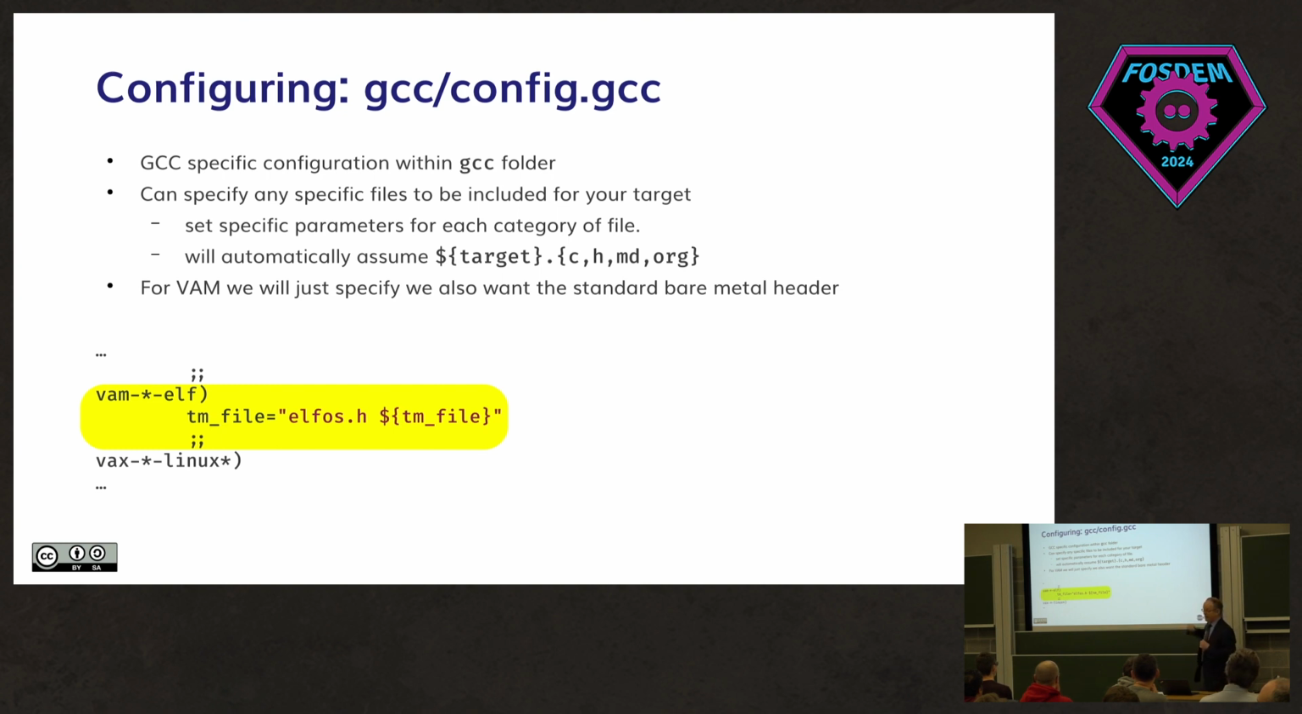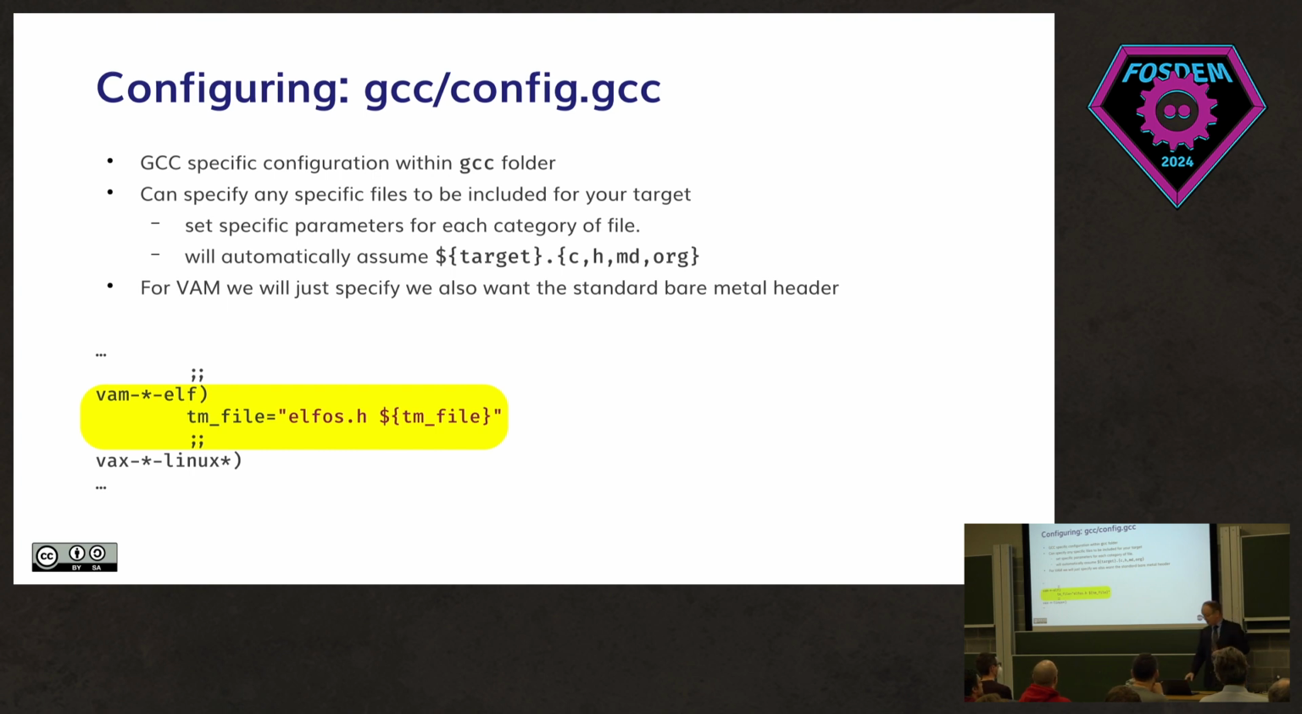There's a whole load of variables you can set to tell your target what goes in there. The thing is, you don't really need to put anything, because if my target's VAM, it'll know there must be a vam.c, a vam.h, a vam.cc, a vam.h, and a vam.md, and maybe a vam.opt. I'm going to say I want one other, because this is bare metal. I'm going to take the standard LFOS file for a bare metal operating system and add it to that, and that's the target machine list of files that make up that architecture.